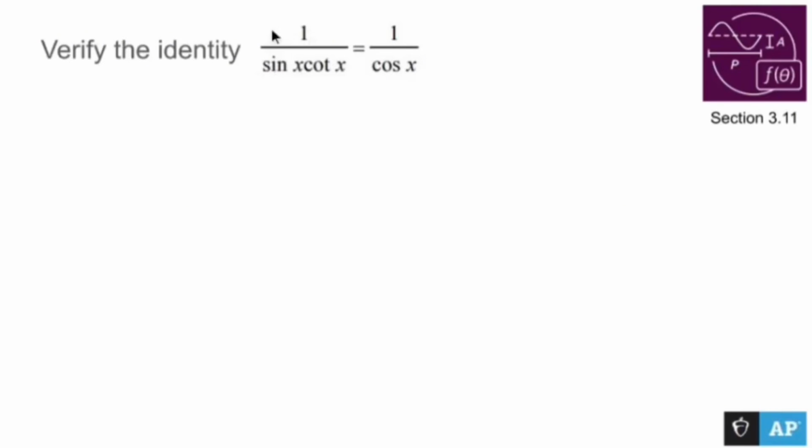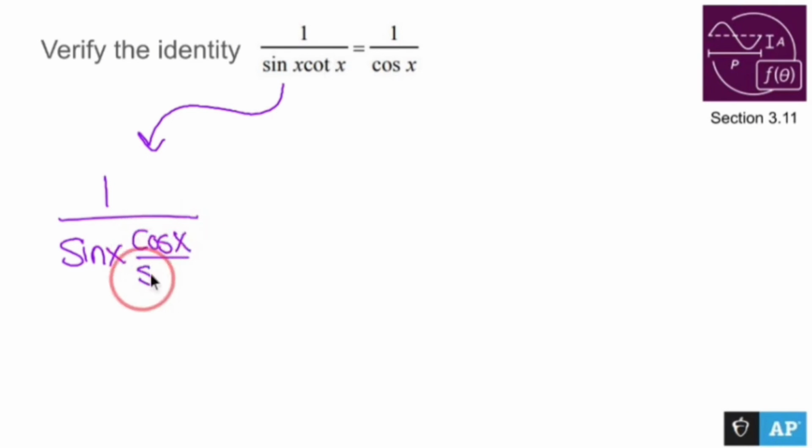Verify the identity 1 over sine x cotangent x is the same thing as 1 over cosine x. So I need to make this guy the same as 1 over cosine x. Well, what do I know? Sine is sine, can't do much about it. But what I do know is cotangent is cosine over sine. So let me write that out. Cosine over sine. Oh, look, a sine up here and a sine down there. Let's cross them out. And when I cross them out, I'm left with 1 over cosine x, which is what I want to find. I did it.